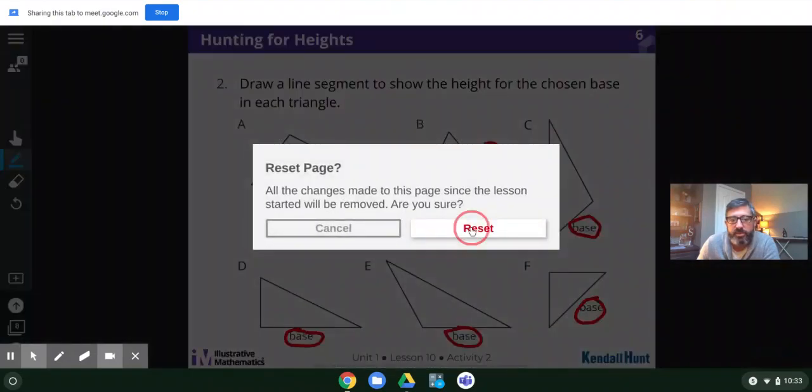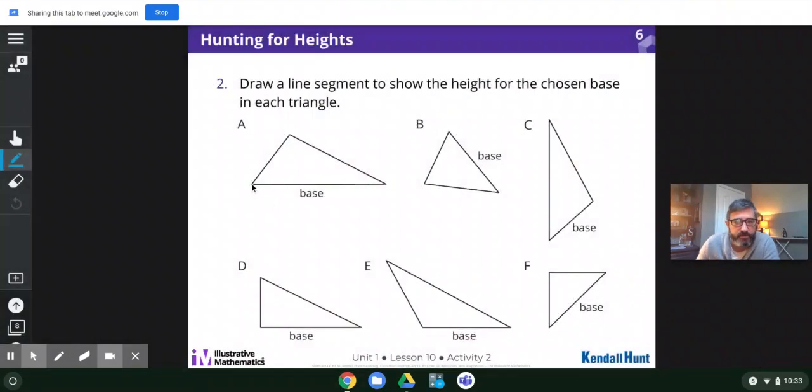Now I'm going to use my drawing skills again and draw a red line across the line segment that they're using as the base.